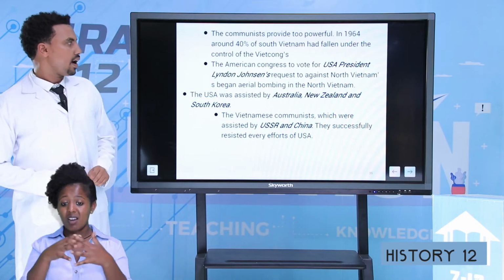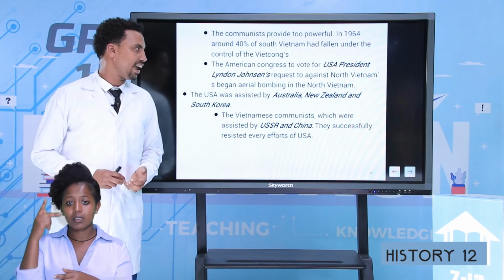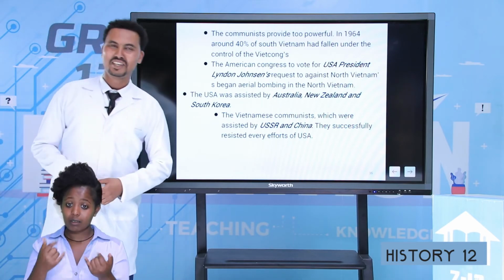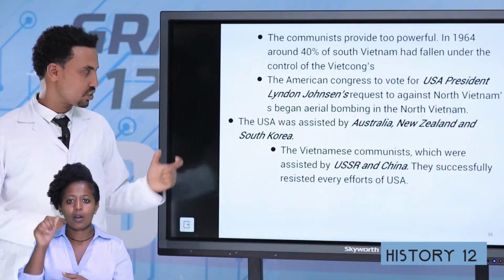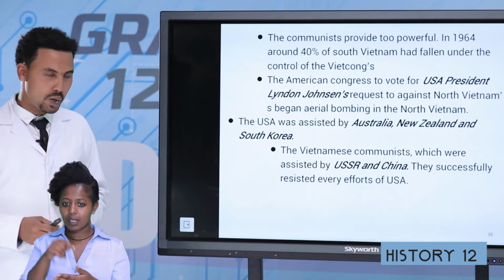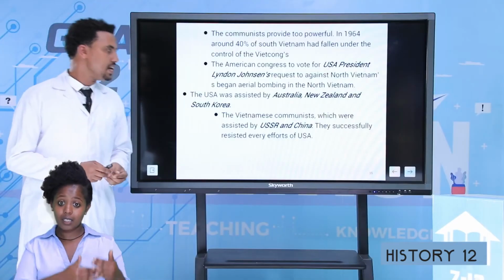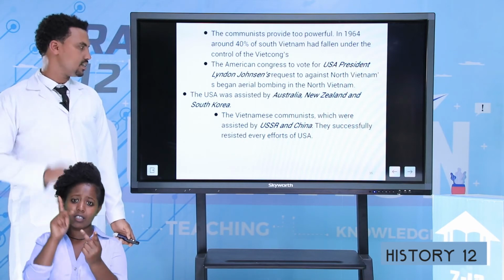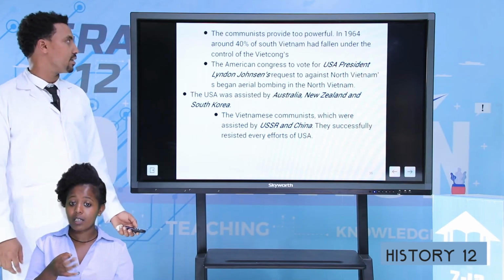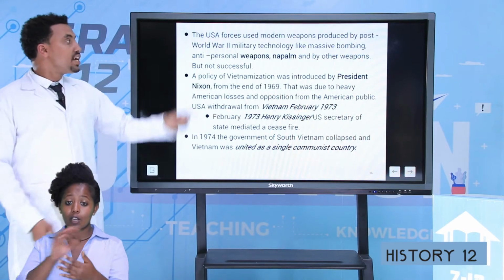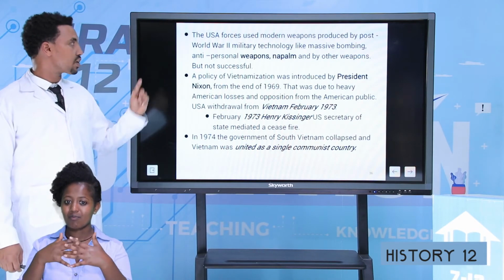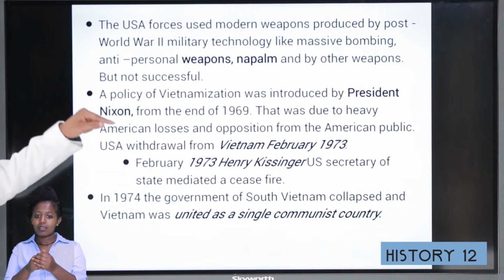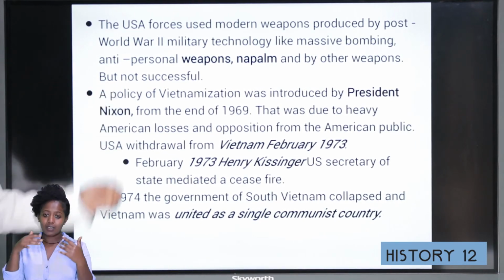The American Congress voted for US President Lyndon Johnson's request to act against North Vietnam using aerial bombing. At that time, the USA was also supported by Australia, New Zealand, and South Korea. On the other side, the Vietnamese communist state was supported by the USSR and China. They successfully resisted the efforts of the USA. The US forces used modern weapons produced by post-Second World War military technology, like massive bombing, anti-personnel weapons, and napalm, but were not successful.